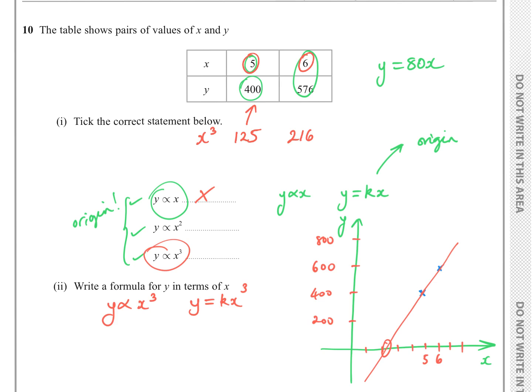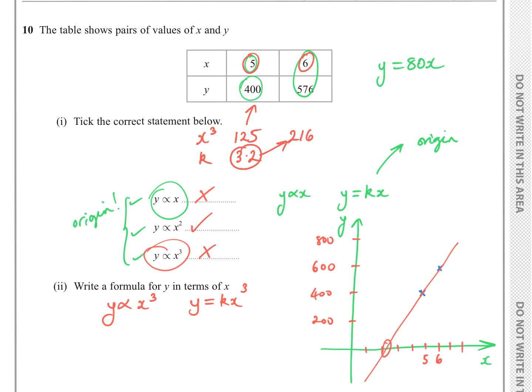So I'm going to do that now. 400 divided by 125, that would give me 3.2. So k would be 3.2. Now that has to be the same value that would have to work for this one. So is 3.2 times 216, let's check, is that 576? No, it gives 691.2. So this one is out.